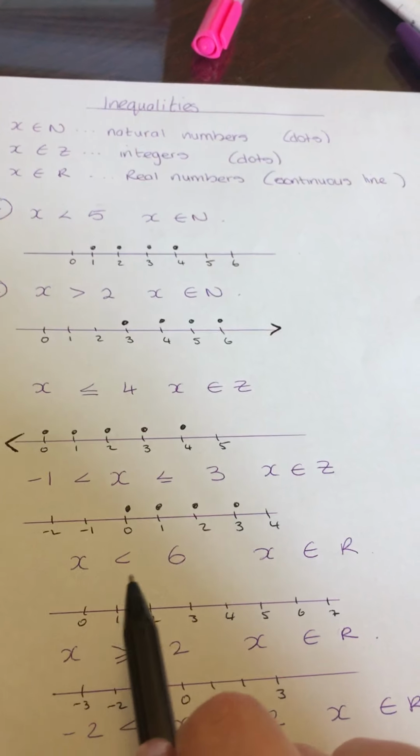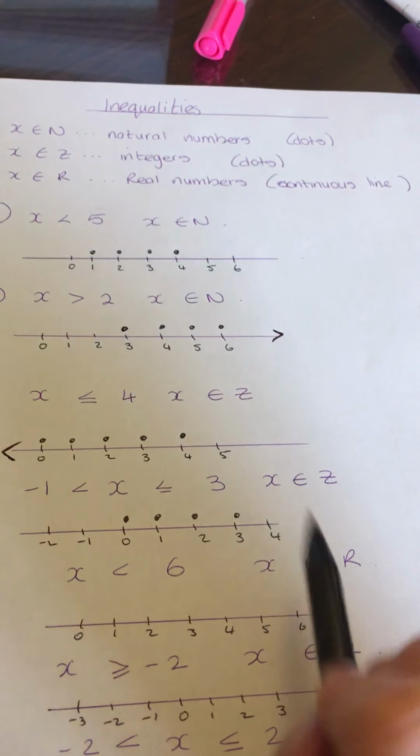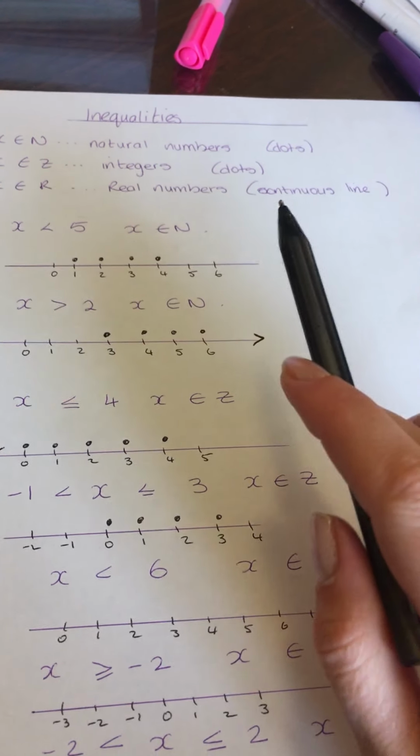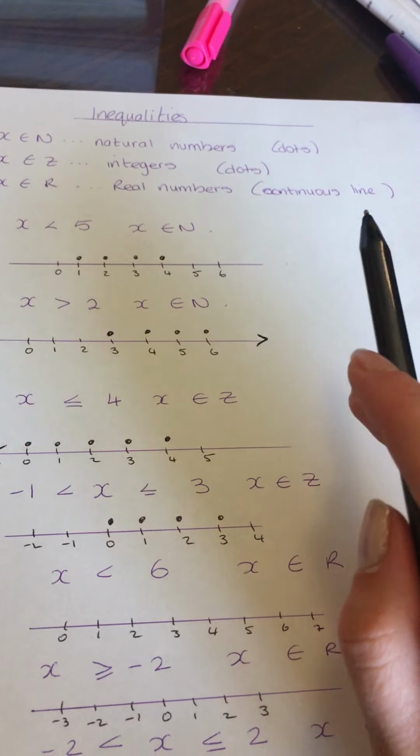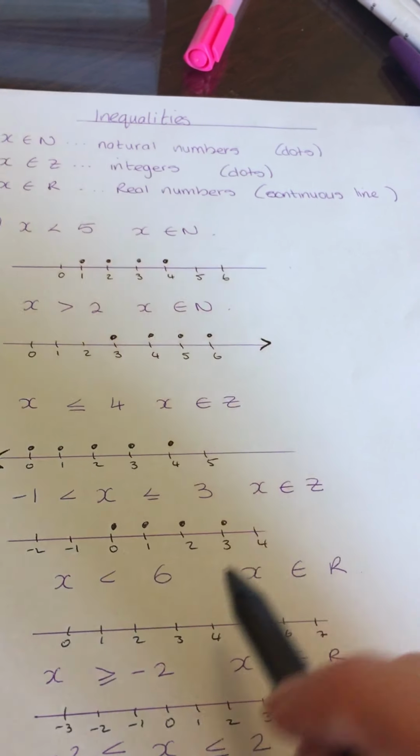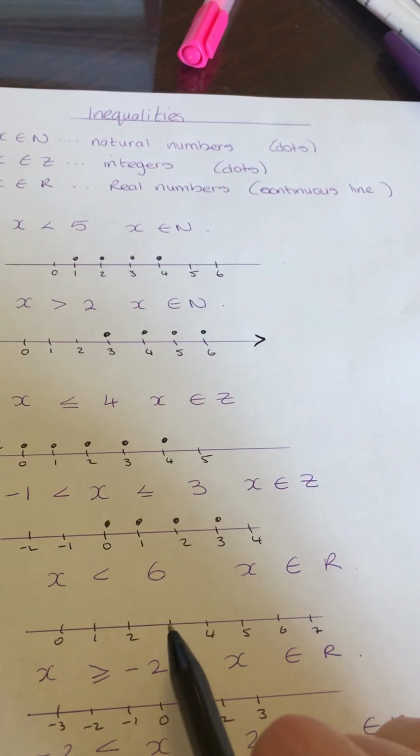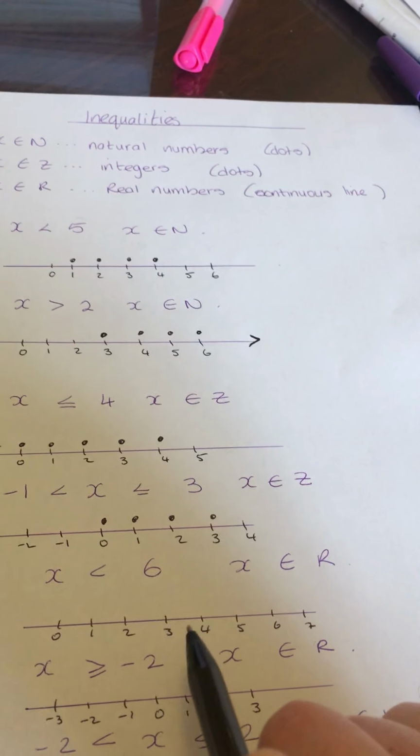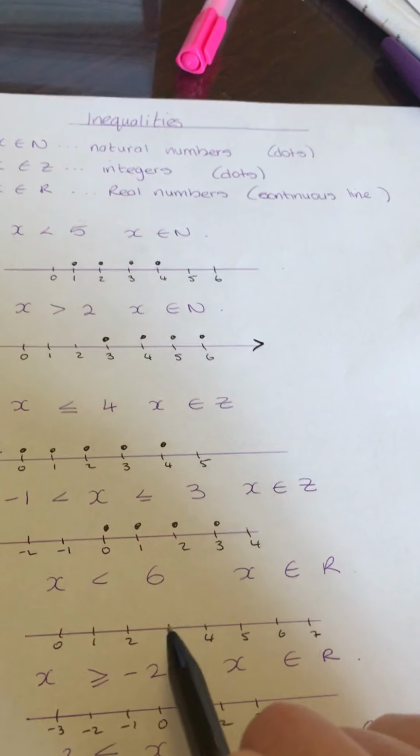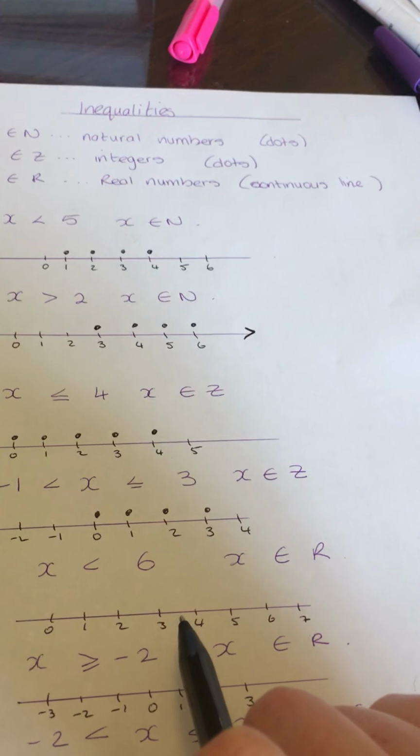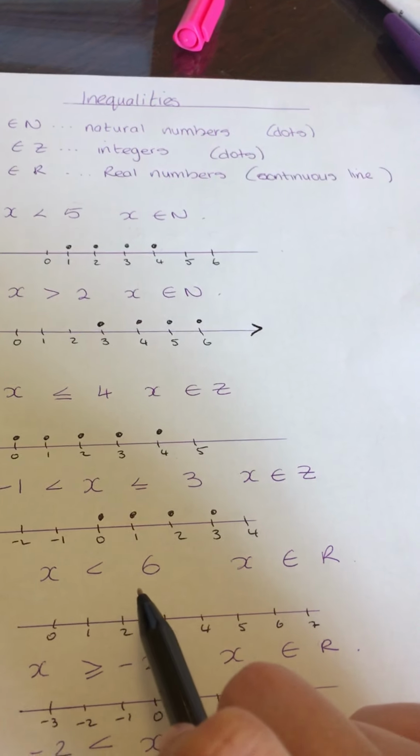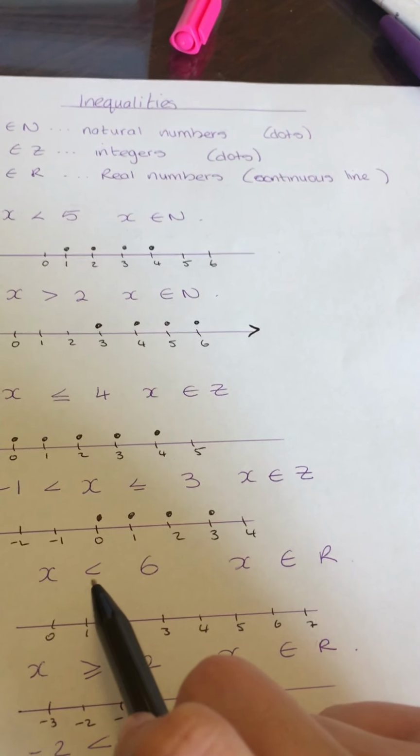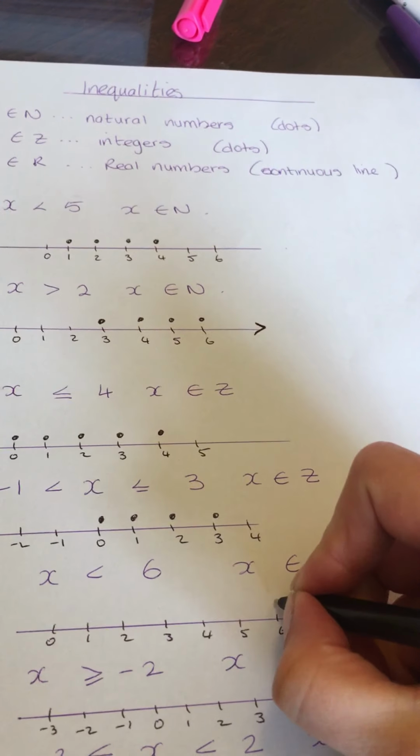Okay, the next one, x is less than 6 and x is a real number. So a real number means that it gets a continuous line. The reason being, real numbers are any types of numbers at all. They're not just the whole numbers, they could be in between 3 and 4, it could be 3.1, 3.2, 3.3, 3.4 and so on. It could be anywhere in between those whole numbers, so to show that we put a continuous line. So x is less than 6, and we might have forgotten this since the last time: if there's no equals there, then you put an open circle on 6.